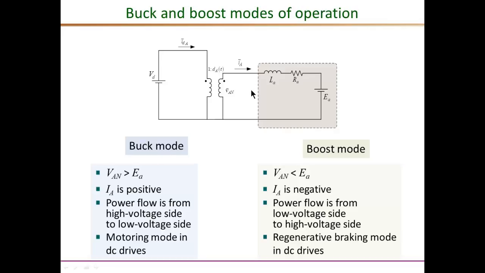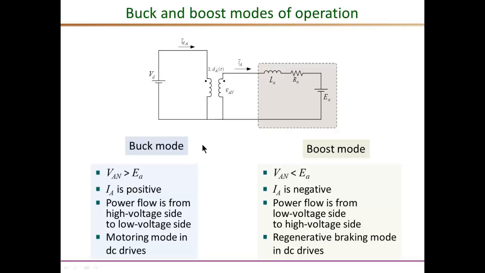The power flow is from the high voltage side to the low voltage side. That is because when VAN is higher, the current flow is actually from VAN towards E sub A, left to right on the secondary side, and therefore current is actually drawn from the input source, resulting in power coming from VD and delivered to E sub A. Whereas in the boost mode, VAN average is kept lower than E sub A. Therefore, the current direction is actually in the reverse direction. I sub A is actually negative. And this corresponds to the boost mode, where the power flow is actually from the low voltage side to the high voltage side through the bipositional switch.